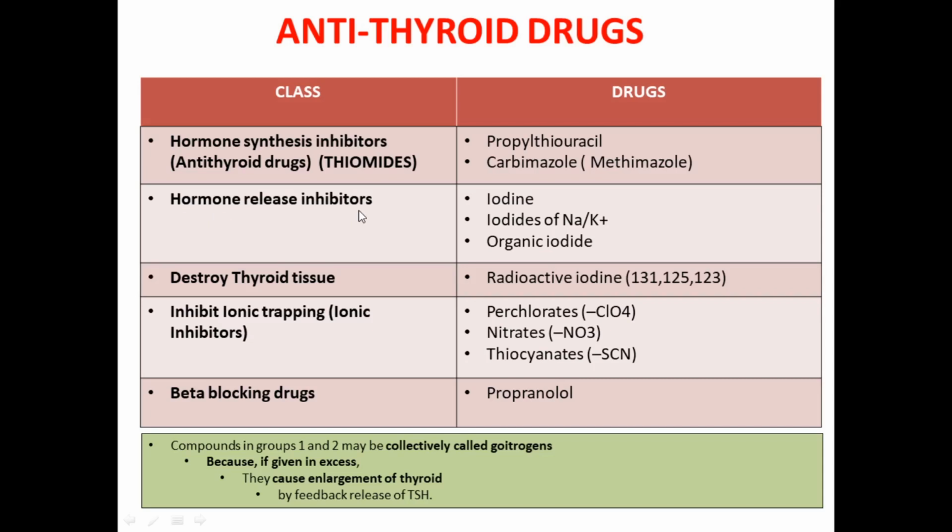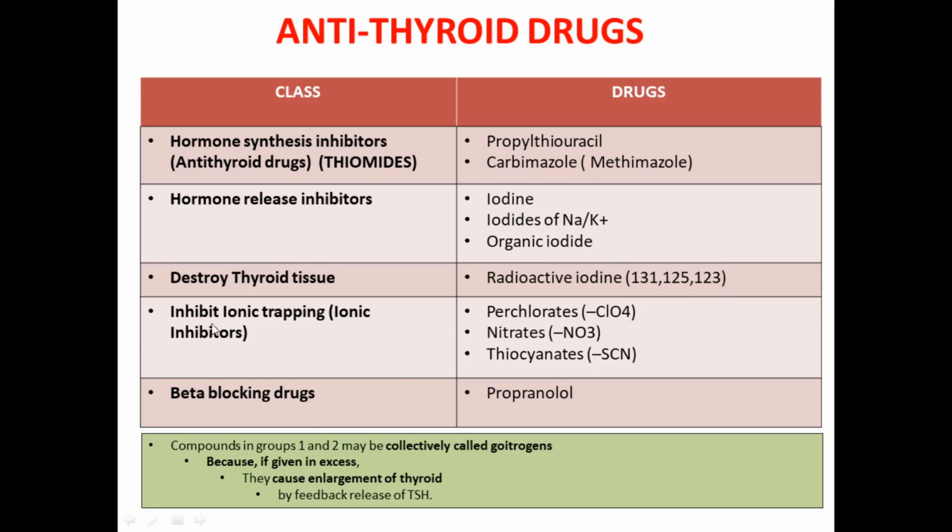Here you can see iodine, sodium iodide, potassium iodide, and another one is organic iodine. So all these are the iodine compounds used as hormone release inhibitors. We're going to see them in detail. The next one is destroy thyroid tissue. As we know, radioactive iodine isotopes are given here, like iodine 131, iodine 125, iodine 123. Out of those, only iodine 131 is used for treatment; the others are used for diagnostic purposes.